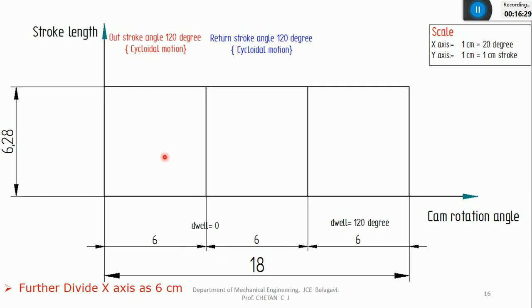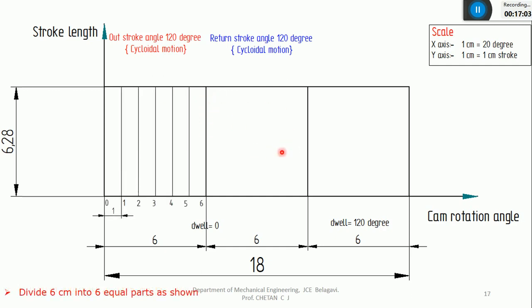After that, I'll confirm the type of follower motion during outward and during return. It is clearly mentioned in the problem: both the outstroke and the return stroke are with a cycloidal motion. So I'll use the circle method. Since both are cycloidal, I'll draw a common circle, both for the outward and for the return stroke, to save time.